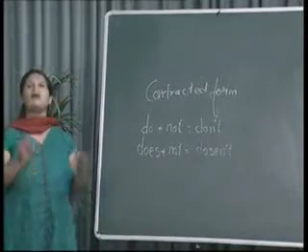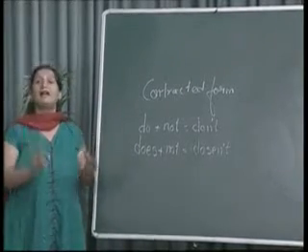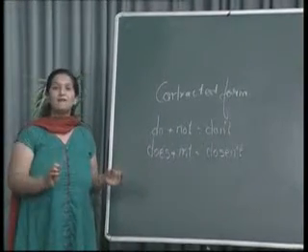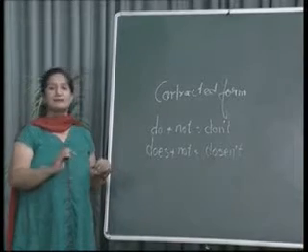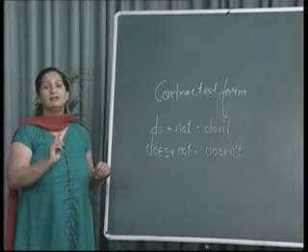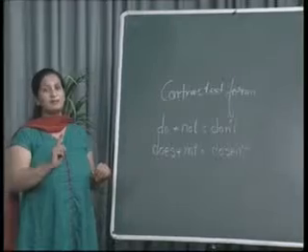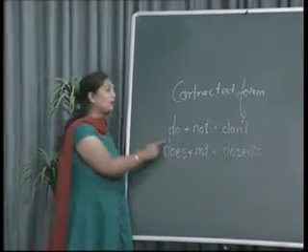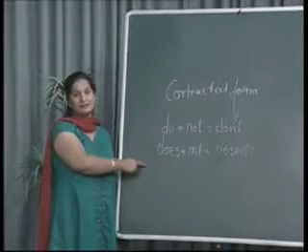Similarly, you also have haven't, hasn't, hadn't, weren't, won't, etc. Have not is haven't, has not is hasn't, had not is hadn't. Are you clear with the contracted forms now? So whenever you make a negative sentence, you can also use the contracted forms of the negative sentences.